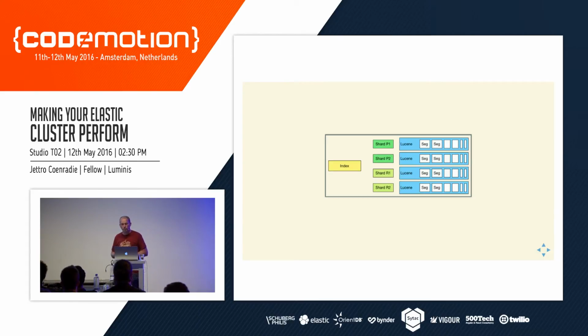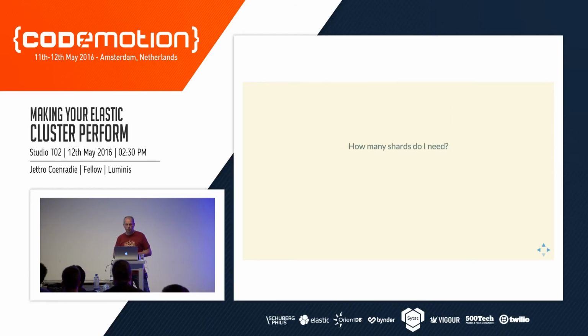There are more shards in this picture. We have the P1 and the P2, which are the primary shards, and the R1 and the R2, which are the replica shards. So in this case, I have an index with 2 shards and 1 replica for each. But they all are the same Lucene indexes underneath.